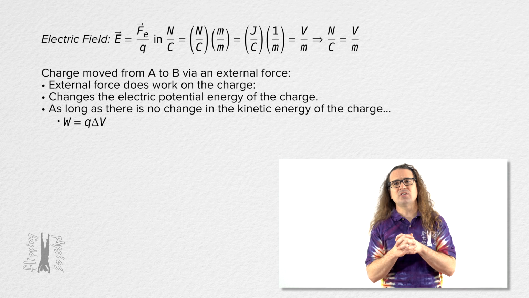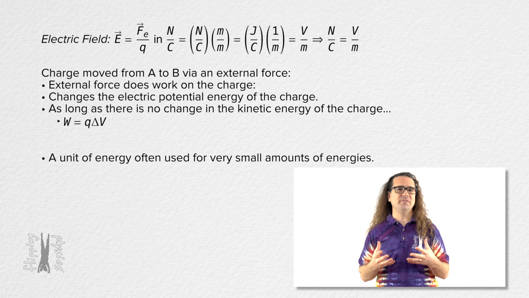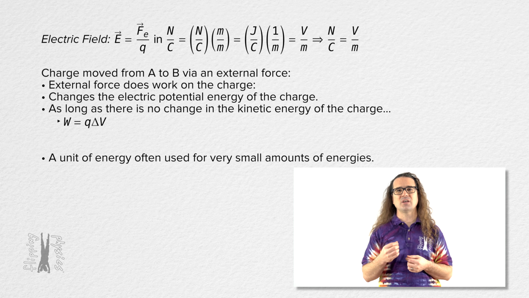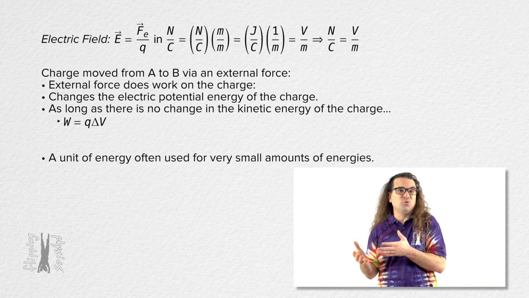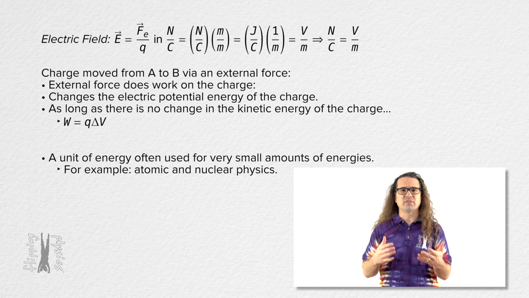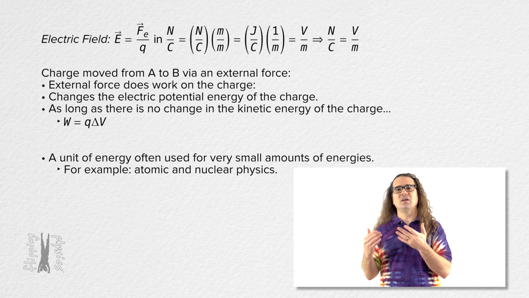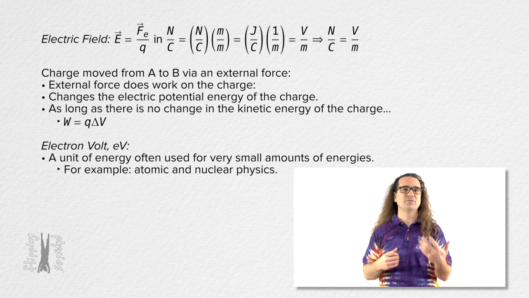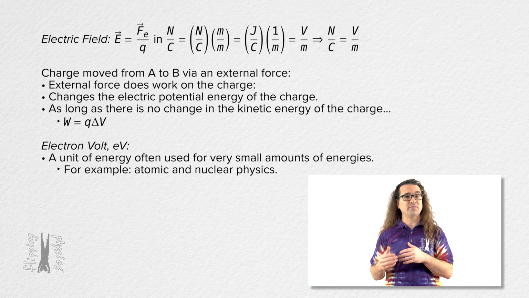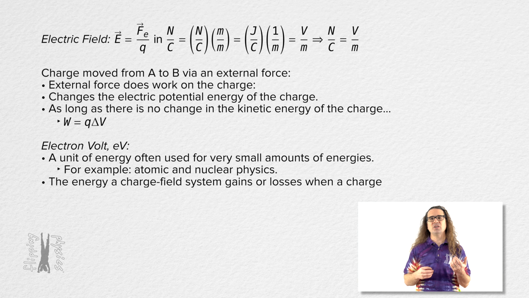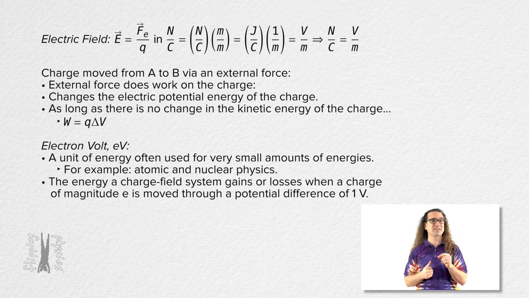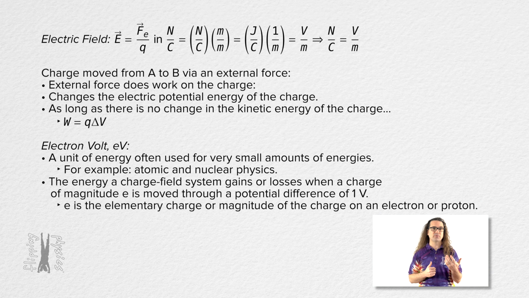Next, let's talk about a unit of energy which is often used for very small amounts of energies, like one would use in atomic and nuclear physics. It is the electron volt, or eV. An electron volt is defined as the energy a charged field system gains or loses when a charge of magnitude lowercase e, the elementary charge, or the magnitude of the charge on an electron or proton, is moved through a potential difference of 1 volt.